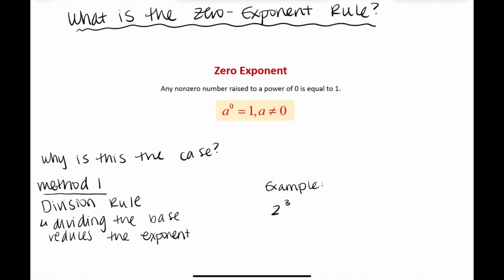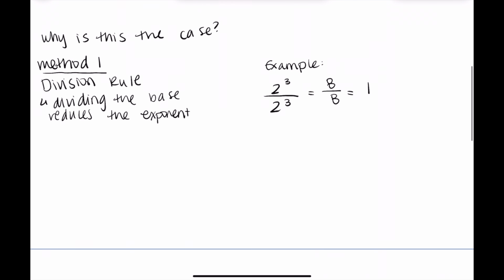Let's say that we had 2 cubed, and let's say we were dividing 2 cubed by 2 cubed. The first way you can solve this is by expanding it out, right? We know 2 cubed is 8. 8 divided by 8 just gives us 1. So that's one way to see that 2 cubed over 2 cubed gives us 1.